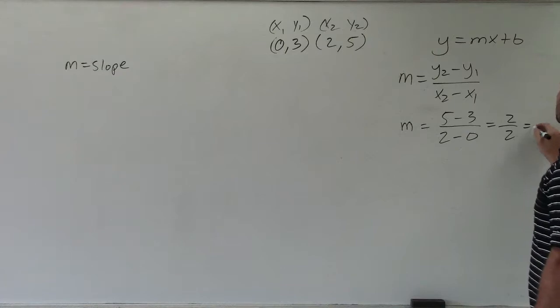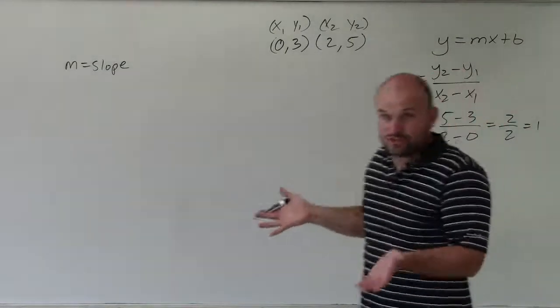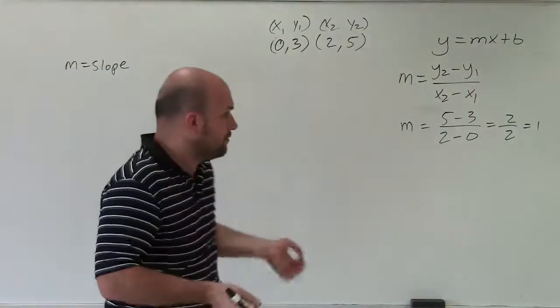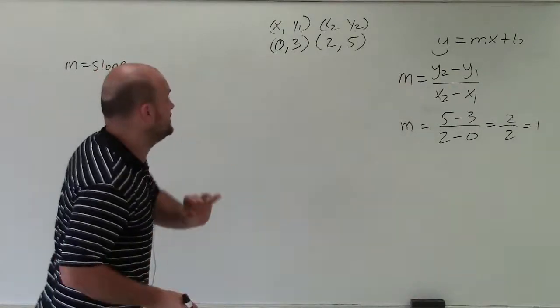which equals 2 over 2, which equals 1. So m is equal to 1. That means the slope is represented by 1, which is cool. Now we need to determine b.